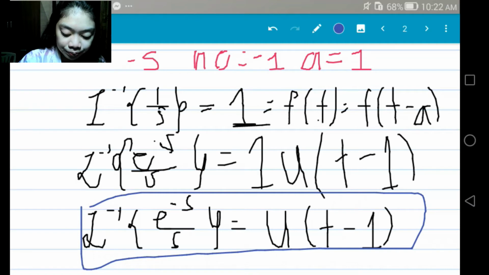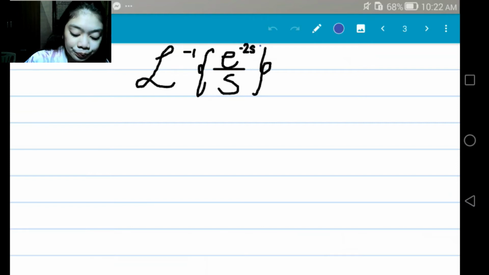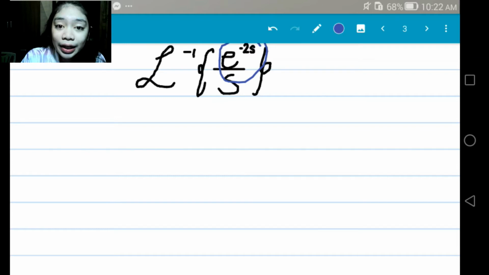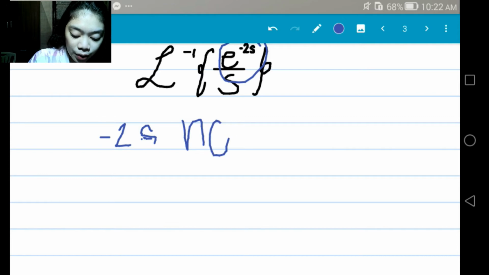Now, let's try another problem. Here, we have the Laplace inverse of e raised to negative 2s over s. So first, let's look at the e. The e here has an exponent of negative 2s, which means our numerical coefficient is negative 2.